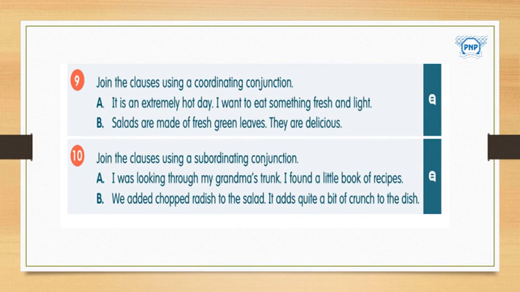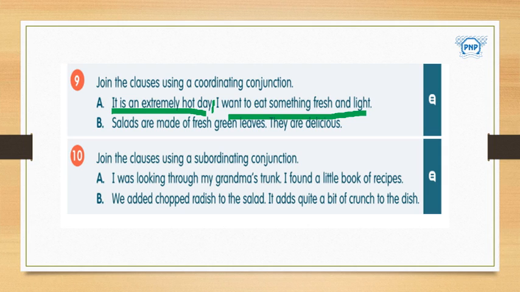Ninth and tenth, the last question set. And students, you have to complete all these questions. In case you have any doubt related to the same, you can let me know. Join the clauses using a coordinating conjunction. Only two sentences are there. You are supposed to join them by using a coordinating conjunction. It is extremely hot today. I want to eat something fresh and light. So you have to add one coordinating conjunction here and make a single sentence.